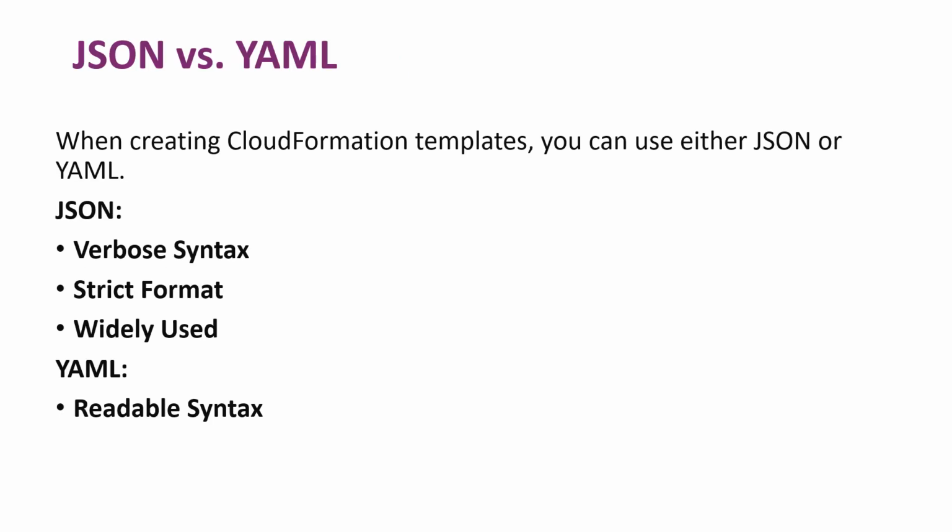So what's the difference between JSON and YAML? Let's talk about JSON first. It provides verbose syntax. JSON is more verbose and can be harder to read for large templates. Strict format: it requires strict formatting and punctuation, such as commas and quotation marks. It is widely used, commonly used in APIs and web applications.